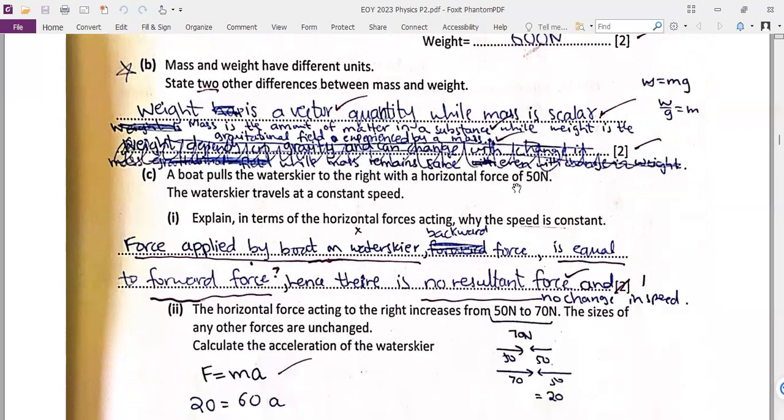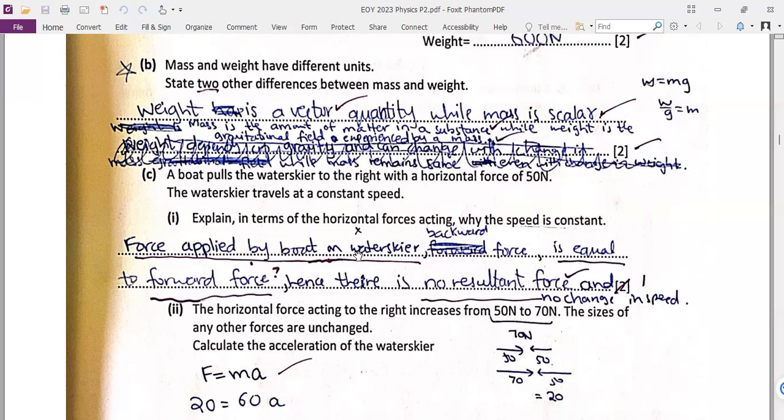The boat pulls it with a force of 50 newtons. The water skier travels at constant speed. Horizontal forces, speed is constant. There will be no resultant force. The student loses 1 mark because of the force applied by the boat on the water skier. Backward force is equal to the forward force. So yes, hence there is no resultant force.